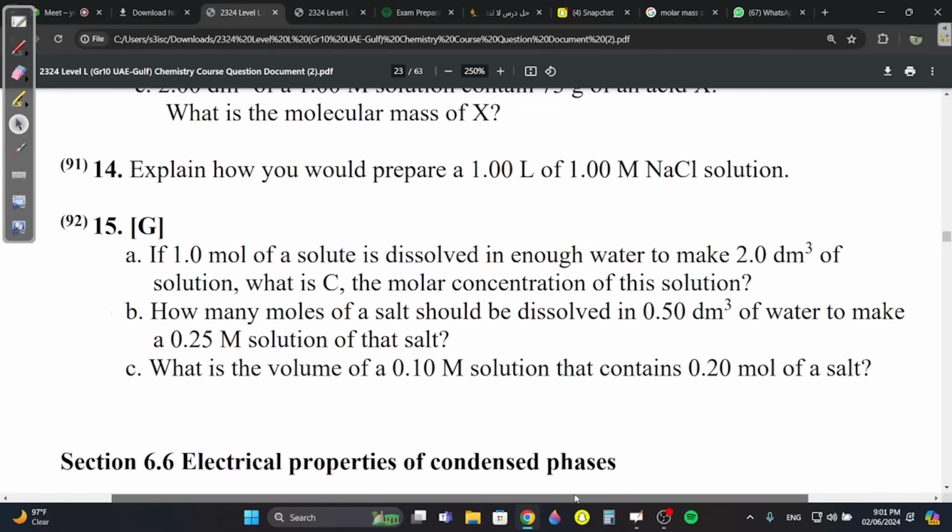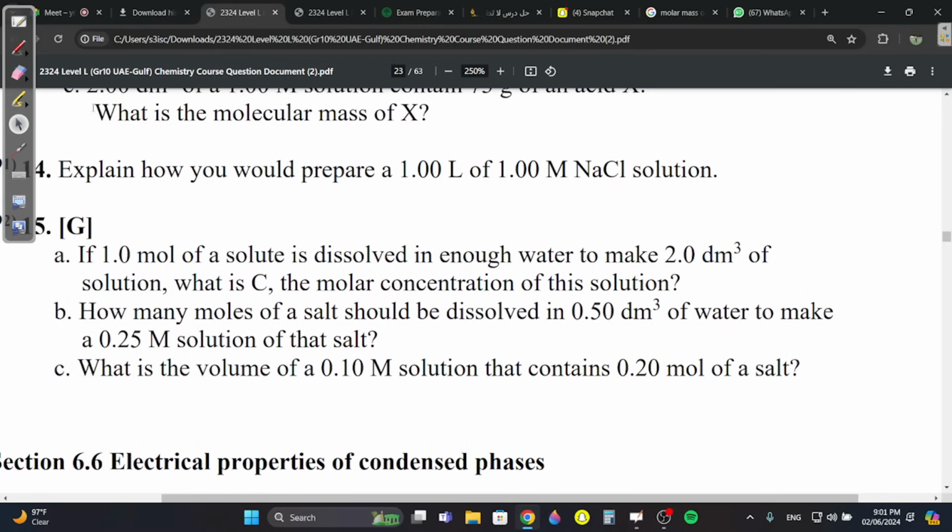If 1 mole of a solute is dissolved in enough water to make 2 m cube of solution, what is the concentration of the solution? Always remember C equals N over V. So the moles is 1 over the volume, which is 2, which is 0.5. Pretty straightforward.